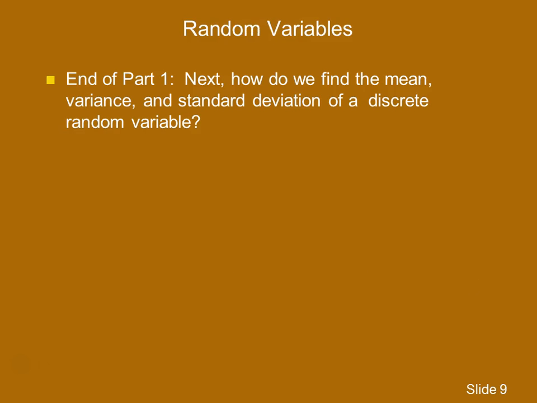And that's all we're going to do here in part 1. Next, we're going to take up the question, how do we find the mean, variance, and standard deviation of a discrete random variable?